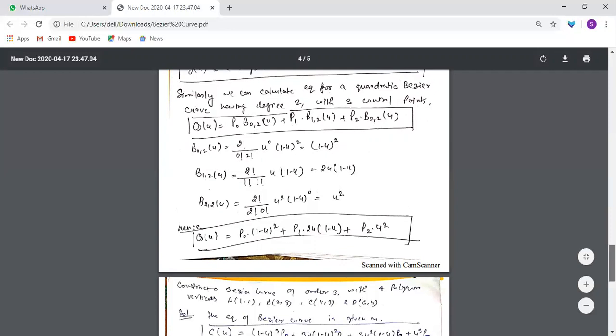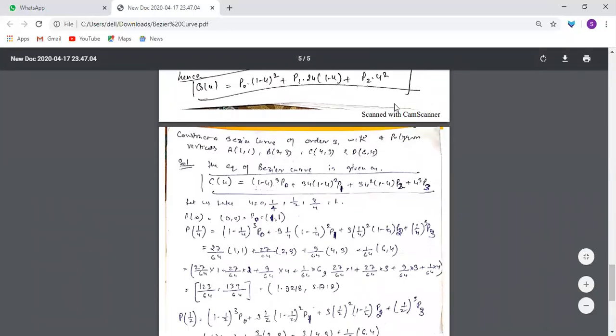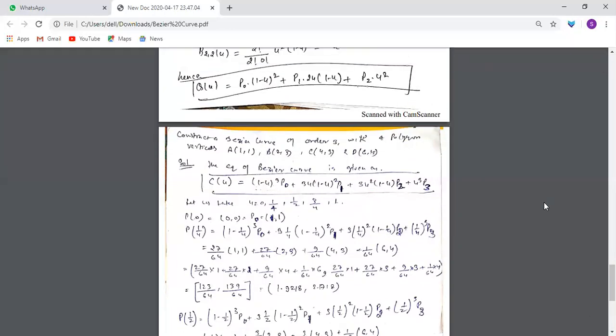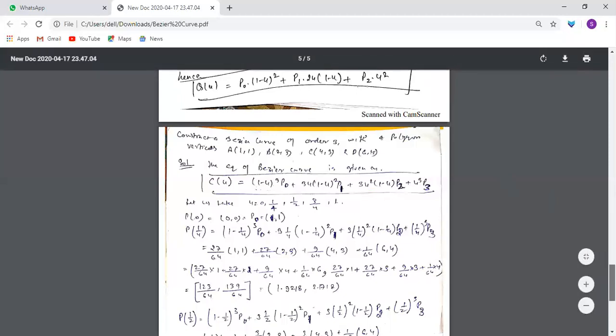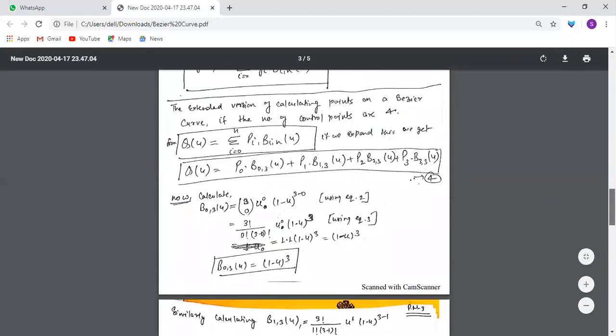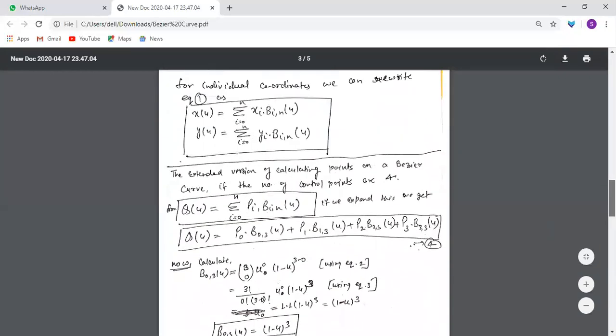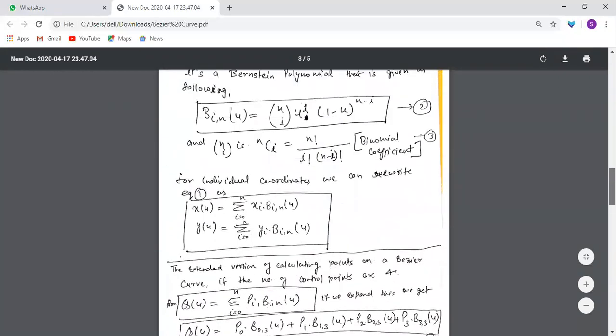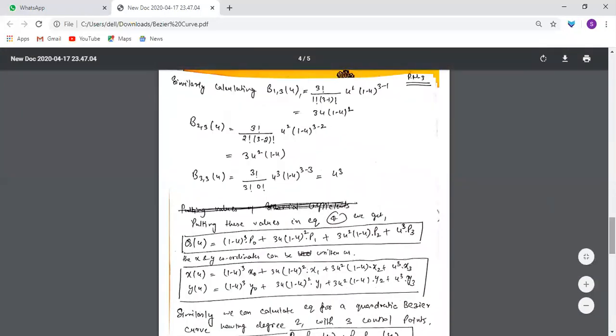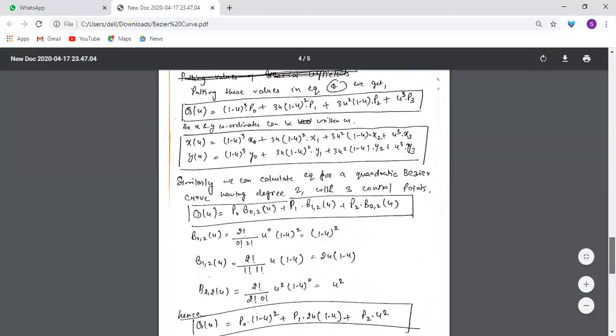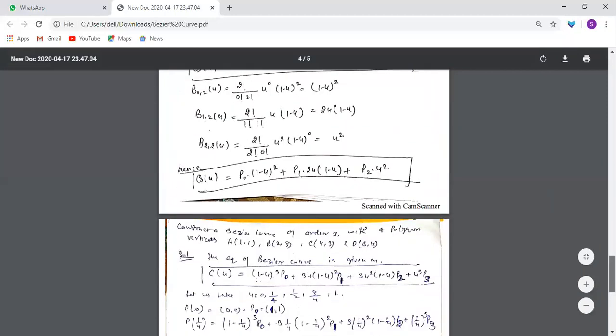So we will reach this particular portion. Okay, so this is how a Bezier curve is represented. You must learn these equations, then only you can solve the numerical. Okay, so that is mandatory. You must know all the formulas. Now let's see the numerical.